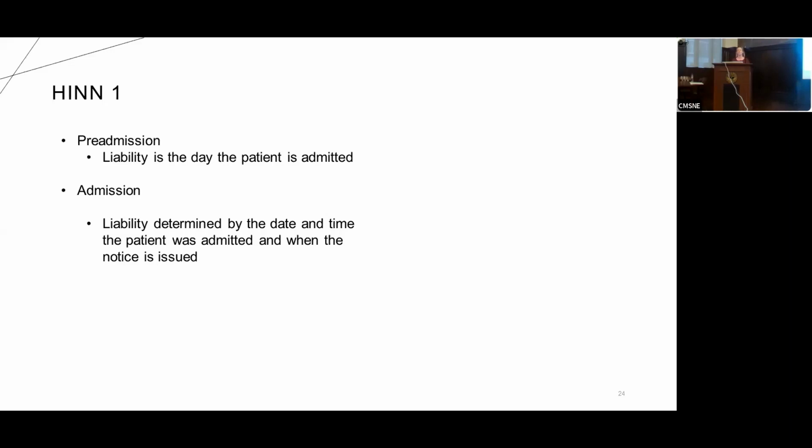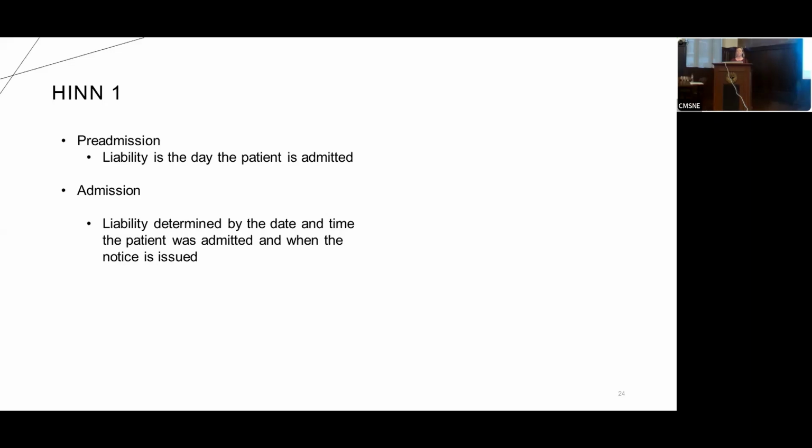The point of HINs is not to make the patient liable for their stay. Truly, it's to make sure that your hospital is not billing Medicare for a patient who is not appropriate to be in your hospital, because you don't ever want to do that.